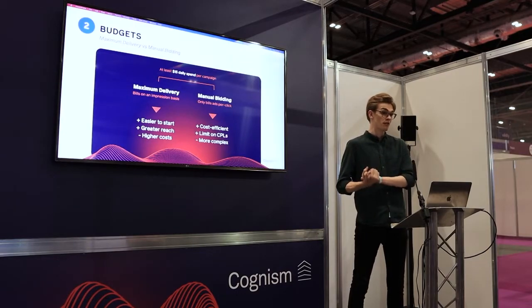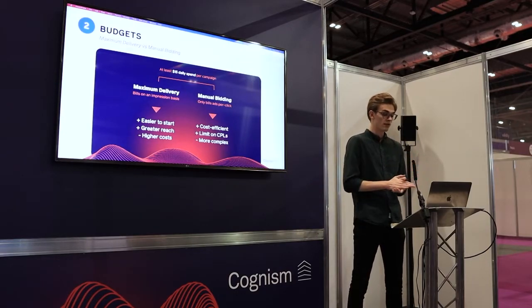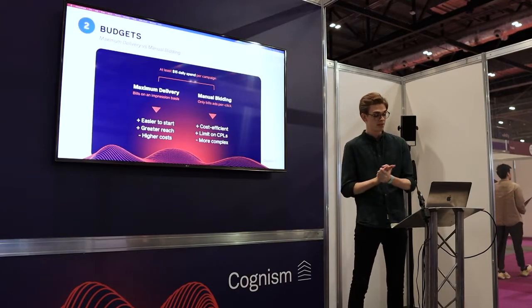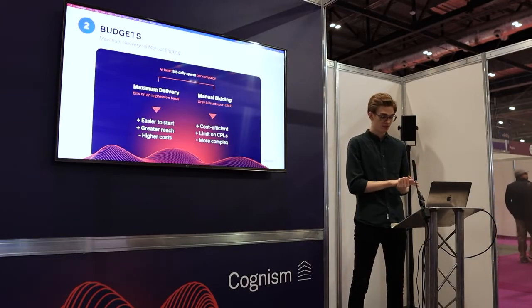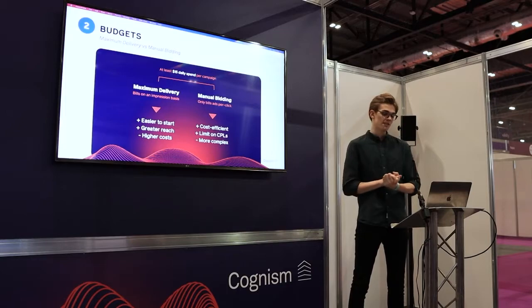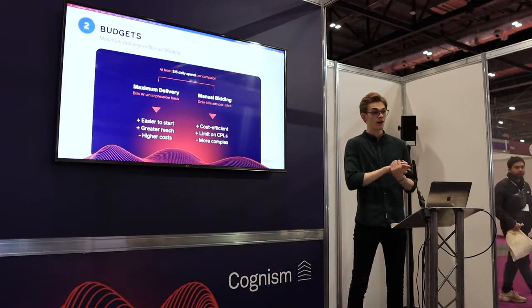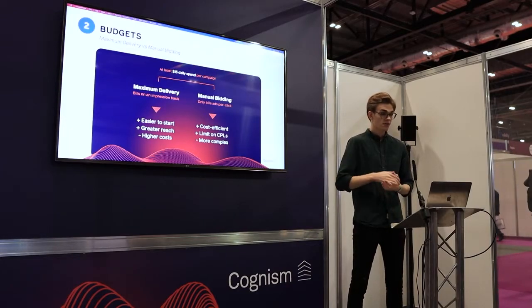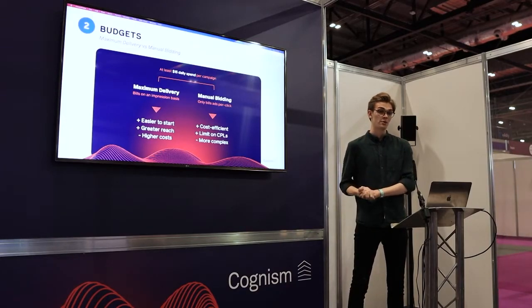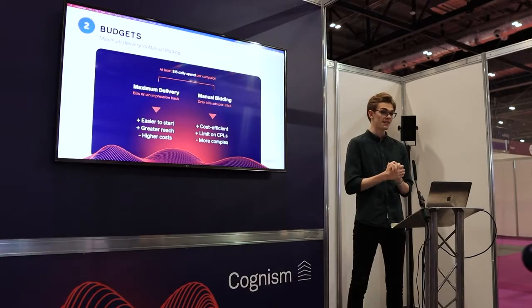Again, you will then have a greater reach with this, but long term, you might want to think about manual bidding because there are higher costs associated with maximum delivery. So what is manual bidding? This is where it only bills your ads per click. So you only pay for people that are engaging with your ads. So in theory, it's more cost efficient and you have a limit on your maximum cost per lead here. But as I said, it is more complex and more difficult to arrange.